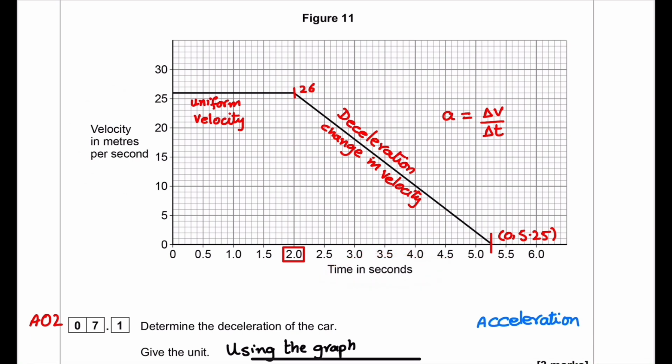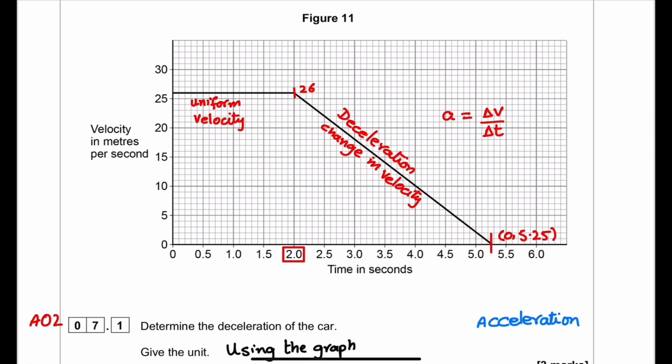According to the given information, the driver is driving the car with a uniform velocity at a speed of 26 meters per second. At the time of 2 seconds of the journey, we can see here the graph is going down, which shows that the speed or the velocity of the car is changing and it becomes zero after 5.25 seconds.